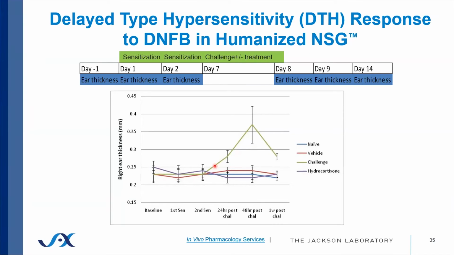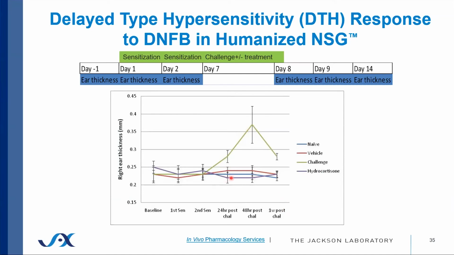And the key point is the green line here is the experimental group, and the other colored lines are various negative controls. So in the green line, the humanized NSG mice were first sensitized to DNFB, and then they were challenged with the compound. And this increase in ear thickness signifies the inflammation that's occurring in those mice. And again, that inflammation is T cell dependent. So this is strong evidence that we're seeing functional T cells in the humanized NSG mice.